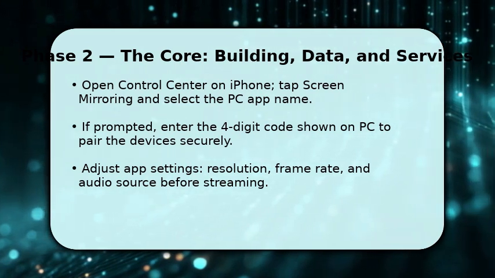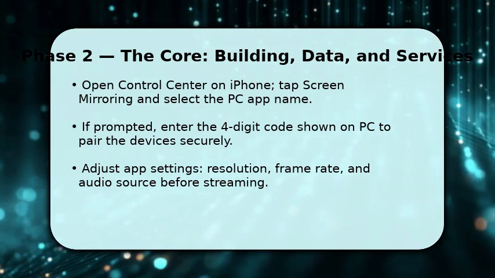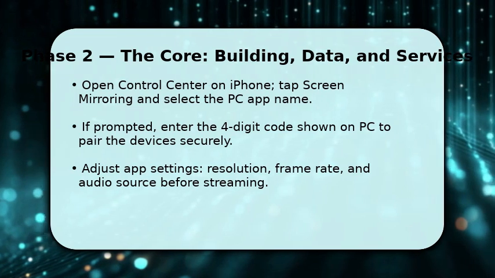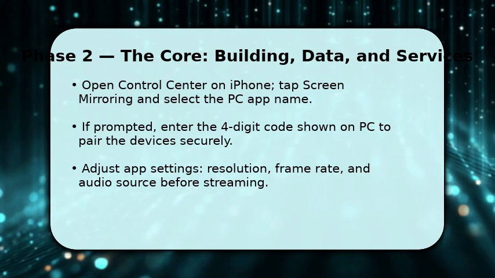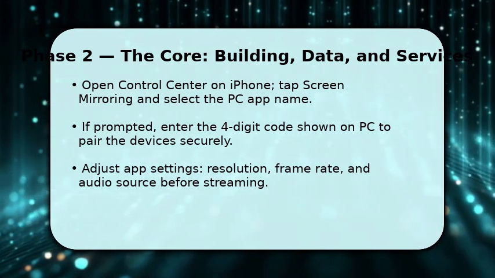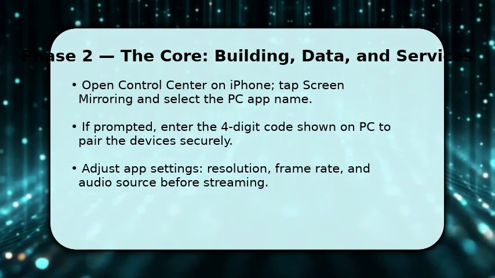Make sure to set resolution or frame rate in the PC app because higher settings increase CPU and network load. Also choose whether to mirror audio from the iPhone or play through PC speakers. Once connected, your phone screen will stream. Make sure animations and videos run smoothly by monitoring.